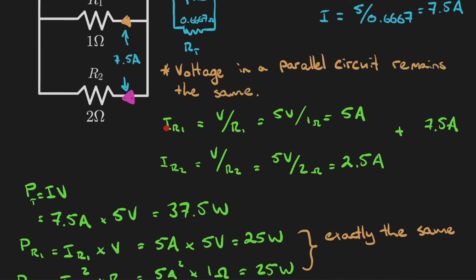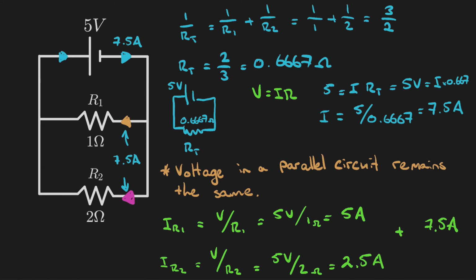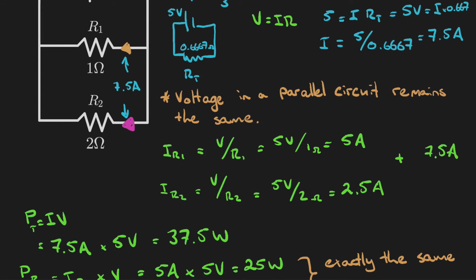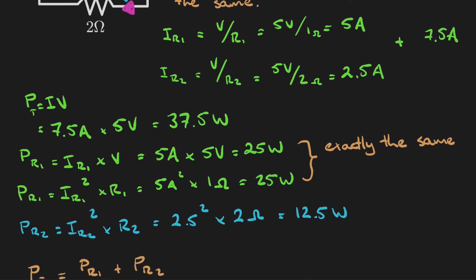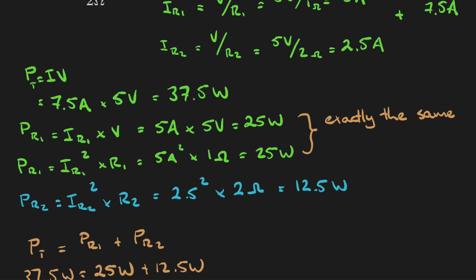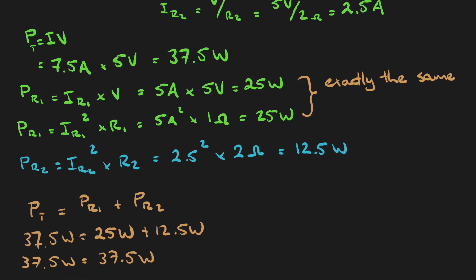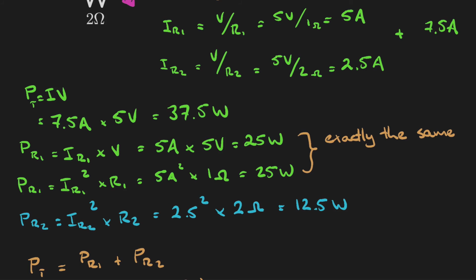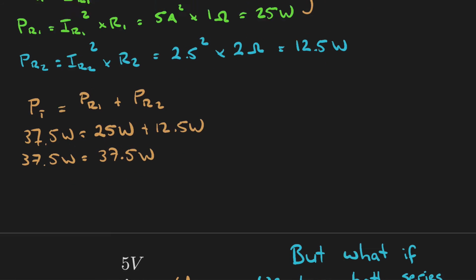So we had your current through R1, which is equal to 5 amps, and our current through R2, which was equal to 2.5 amps. And we know that that was true because we worked out the total current for the circuit was 7.5 amps, and adding each of these currents together gave us 7.5 amps. And then again, we worked through the power formulas. So P equals IV, you could use that, or you could use P equals I squared R to find out the total power and the power in individual circuits, or individual branches, I should say.